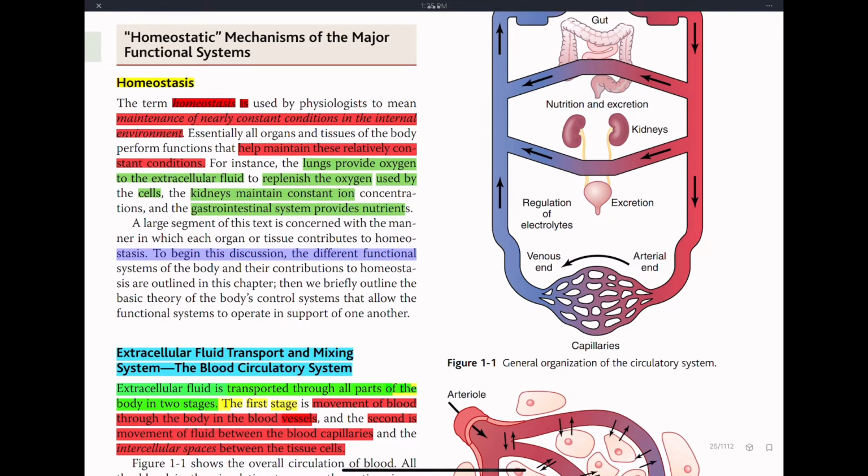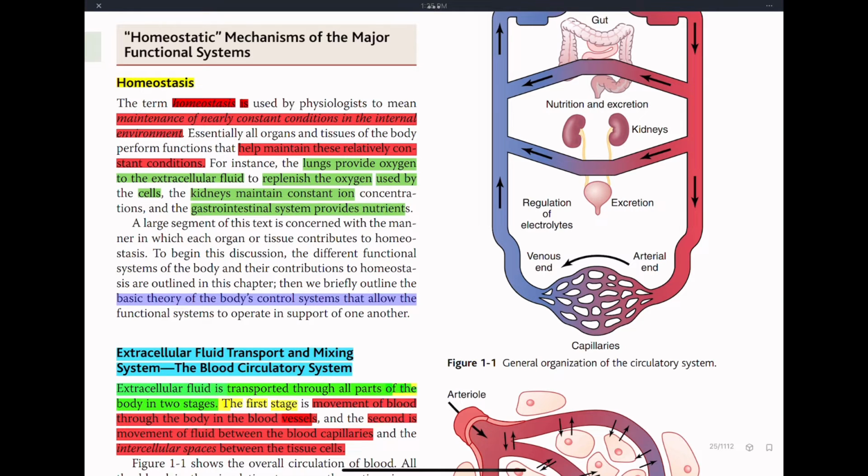To begin this discussion, the different functional systems of the body and their contributions to homeostasis are outlined in this chapter. Then we briefly outline the basic theory of the body's control systems that allow the functional systems to operate in support of one another.